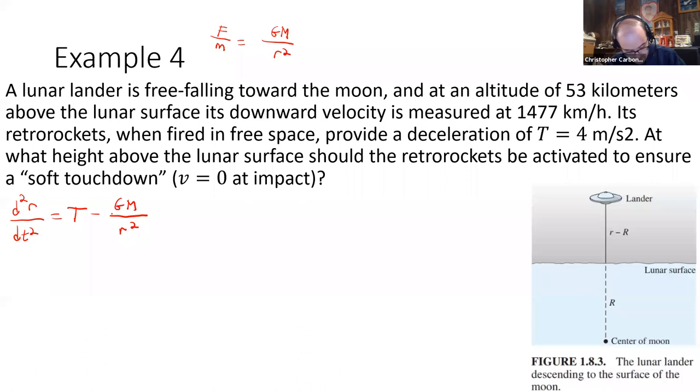And for this, capital M, the mass of the moon, is given as 7.35 times 10 to the 22nd kilograms. And the radius is 1.74 times 10 to the sixth meters, which is approximately 1,740 kilometers.